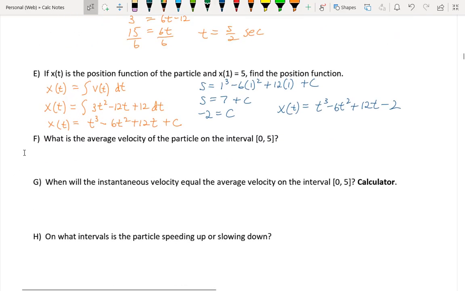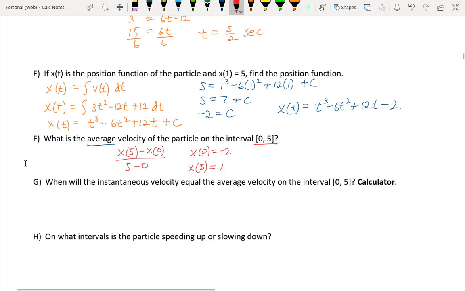All right, let's keep going. What is the average velocity of the particle? Okay, so average velocity means use the function before it. So I'm going to use the position function from 0 to 5. So I need x of 5 minus x of 0 all over 5 minus 0. Now x of 0, you can see that that's going to equal negative 2. That one's pretty easy. x of 0 equals negative 2. x of 5, however, this one gets a little more complicated.